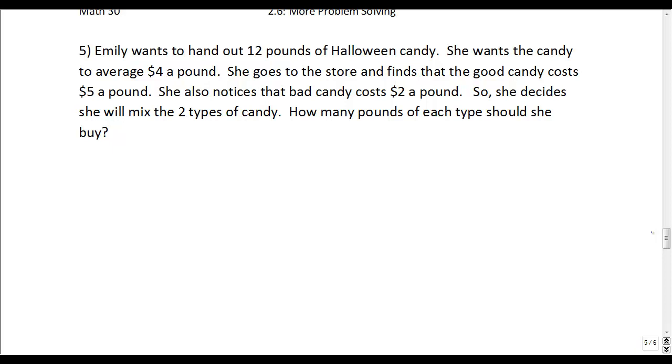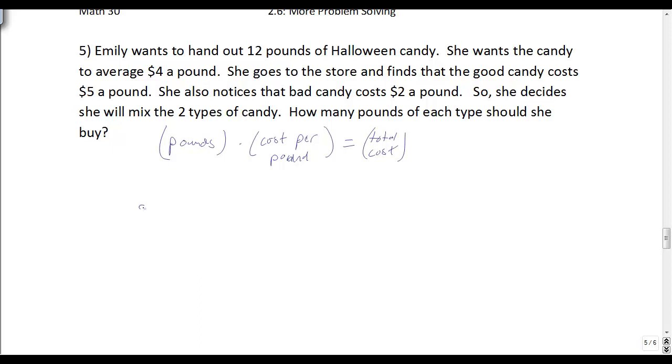So what we're going to get here is, I guess, a lot like the apples and oranges question. What we have is pounds times cost per pound equals total cost.